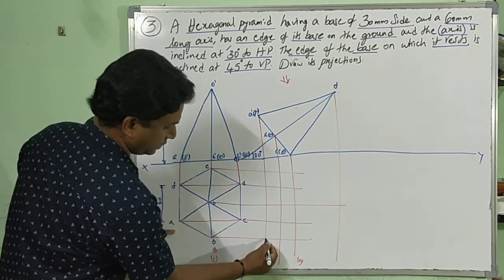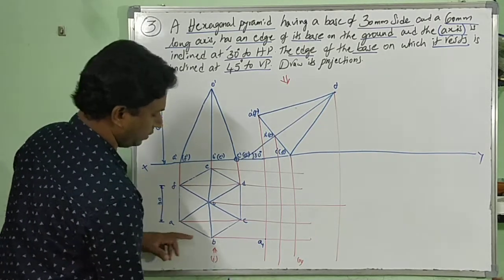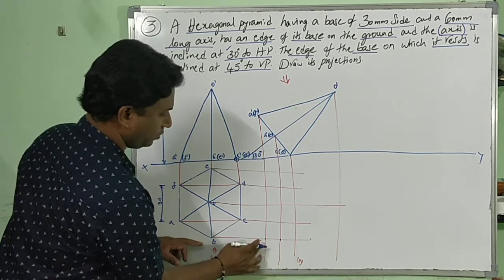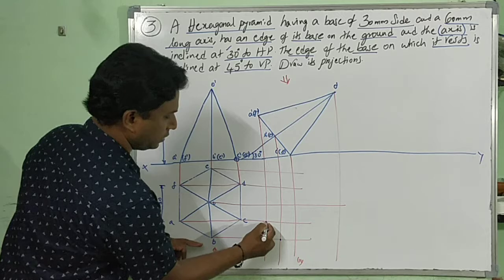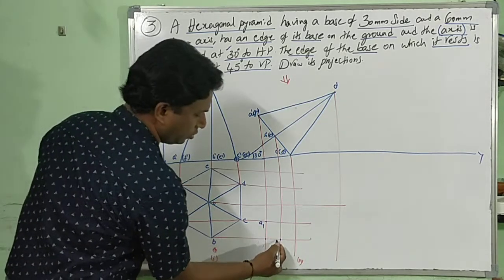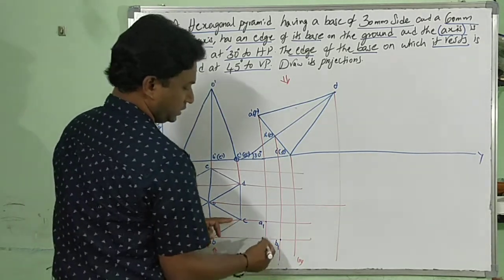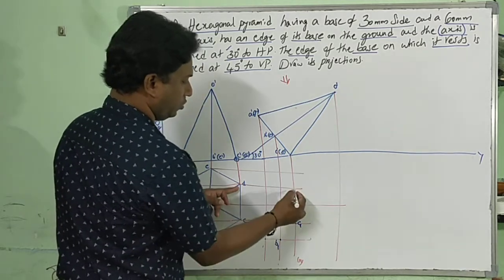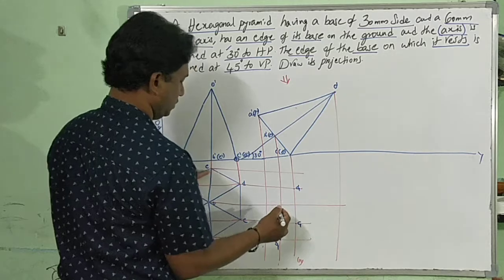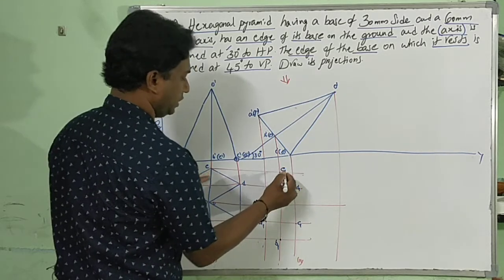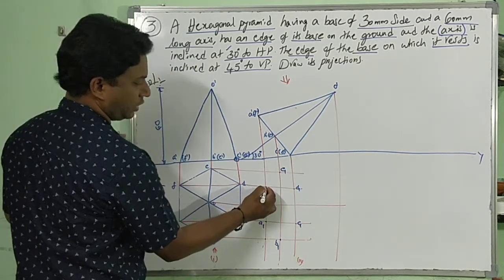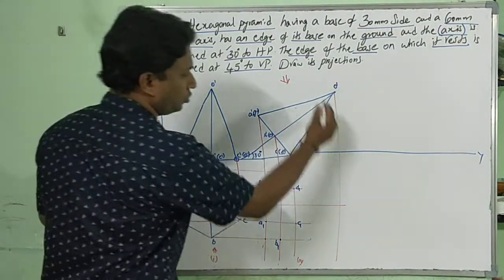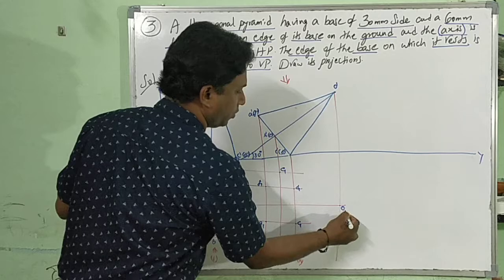A2, A dash, A1, B2, B dash, B1, C2, C dash, C1, D2, D dash, D1, E2, E dash, E1, F2, F dash, F1, O2, O dash, O1.